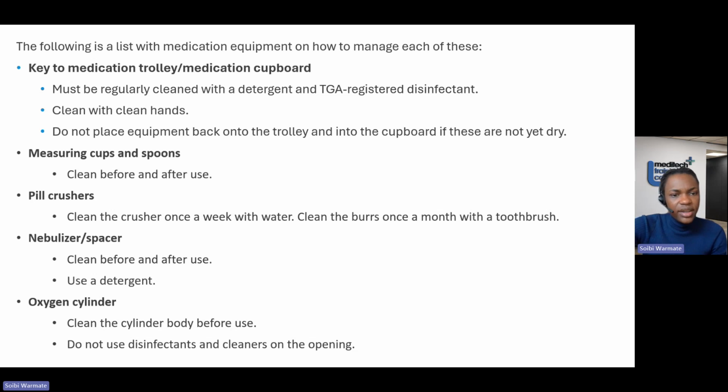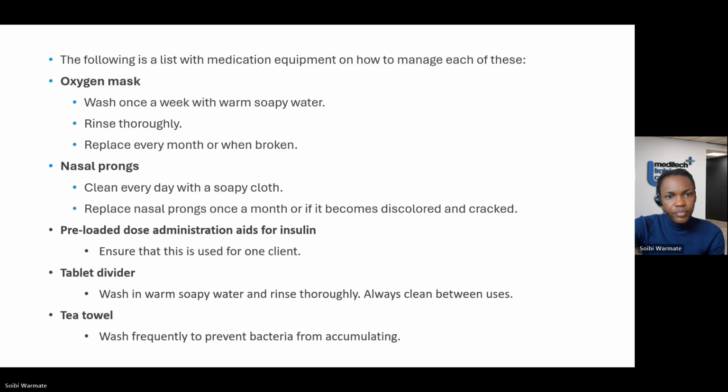Oxygen cylinder. Clean the cylinder body before use, and do not use disinfectant or cleaners on the opening. The mask should be cleaned once a week with warm soapy water. Make sure you rinse thoroughly and replace it every month or when broken. The nasal prongs need to be cleaned every day with a soapy cloth, and replaced once a month or if discolored or cracked.